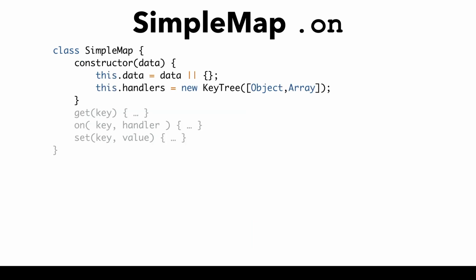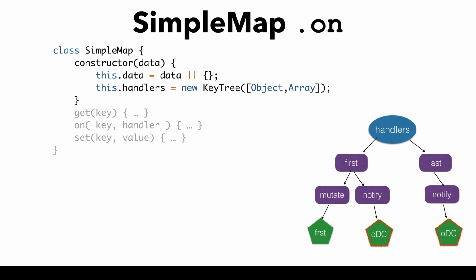To make SimpleMap respect this queue argument, we need to make SimpleMap organize handlers by key, then queue. For example, we might want to register a first callback in the mutate queue and another first callback in the notify queue. So we'll change the key tree to make this possible.